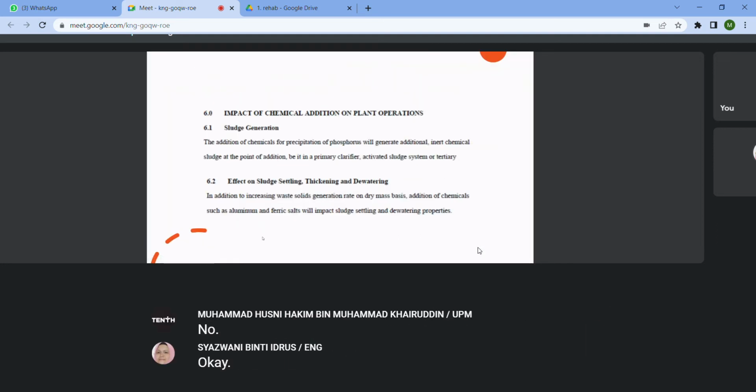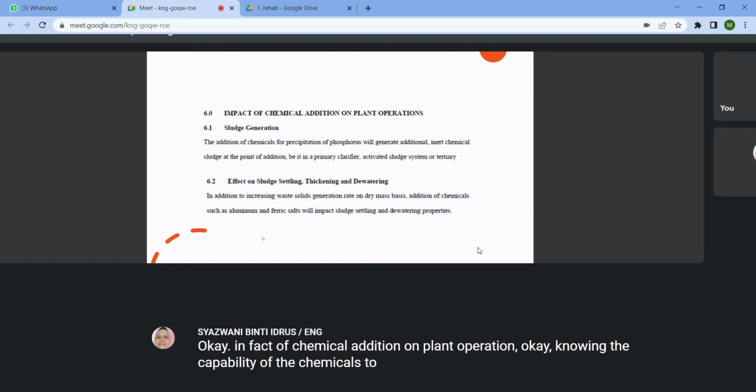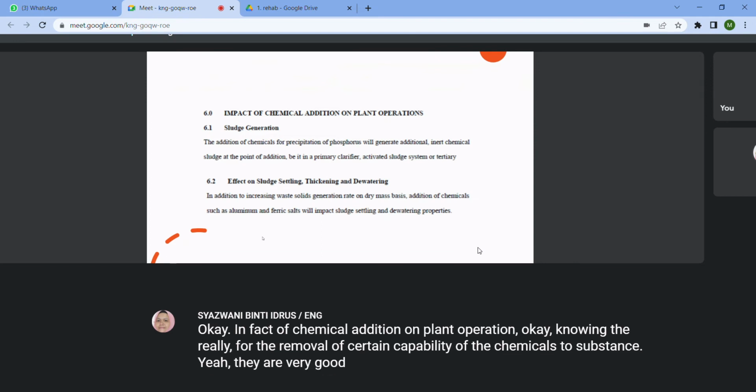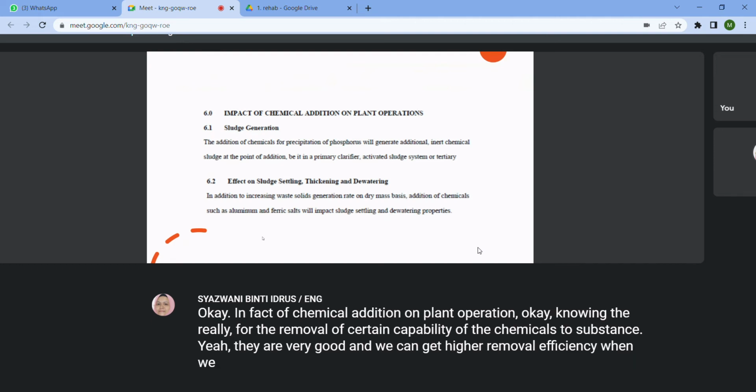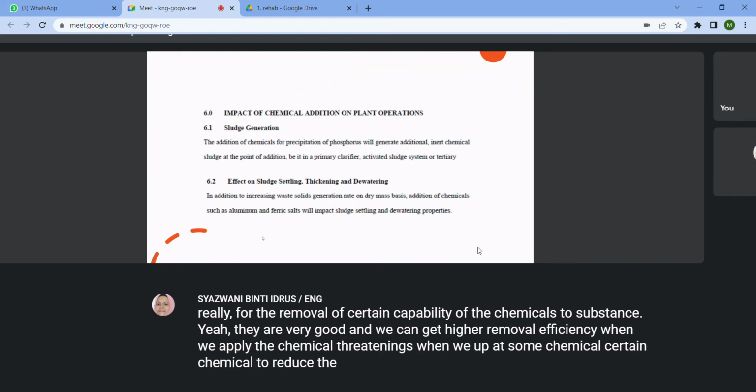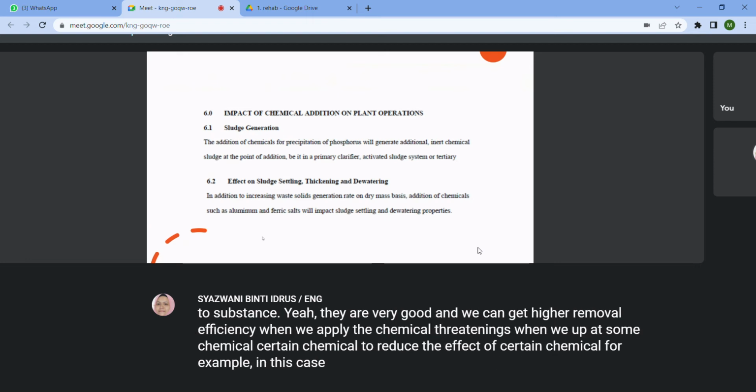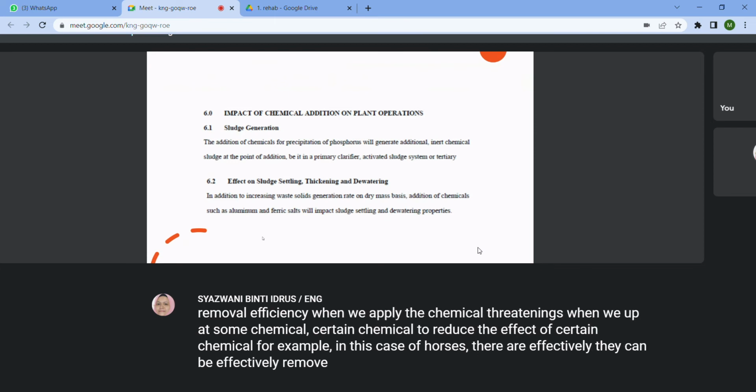Impact of chemical addition on plant operation. Knowing the capability of the chemicals for the removal of certain substances, they are very good. We can get a higher removal efficiency when we apply chemical techniques, when we add certain chemicals to reduce the effect of certain substances. For example, in the case of phosphorus, it can be effectively removed. Nevertheless, there are disadvantages.